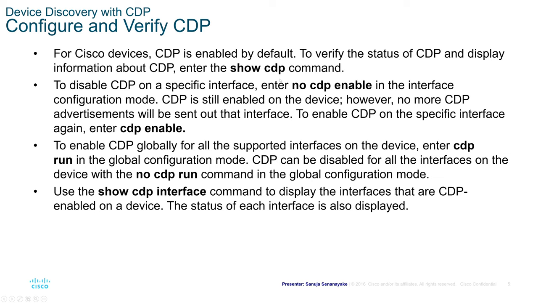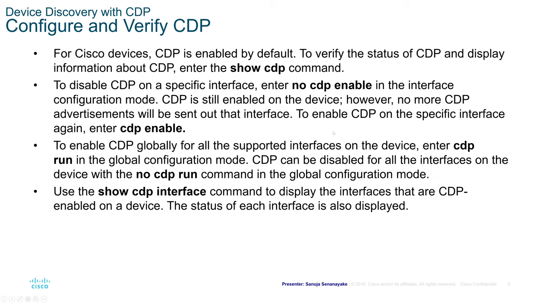To disable CDP on a specific interface, enter no cdp enable in the interface configuration mode. So you go into that interface, for example, interface G0/0, then within the interface configuration, we're going to issue no cdp enable, and that's going to disable the CDP. CDP is still enabled on the device. However, no more CDP advertisements will be sent out of that interface. So that will be disabling CDP on that particular interface only.